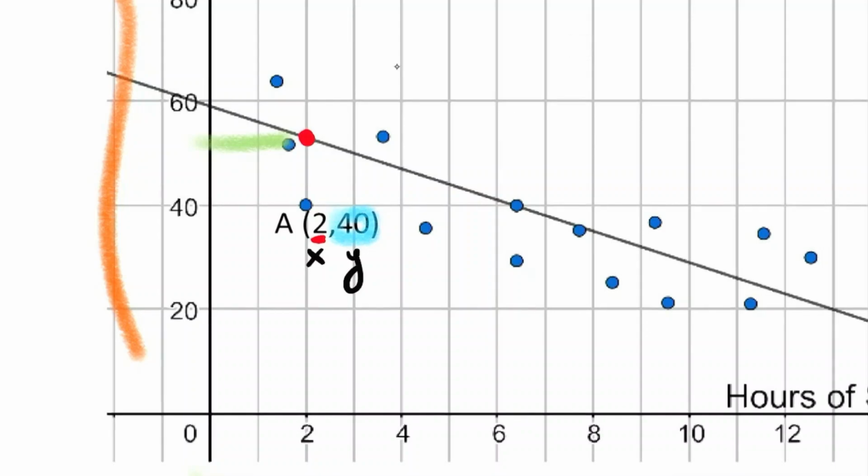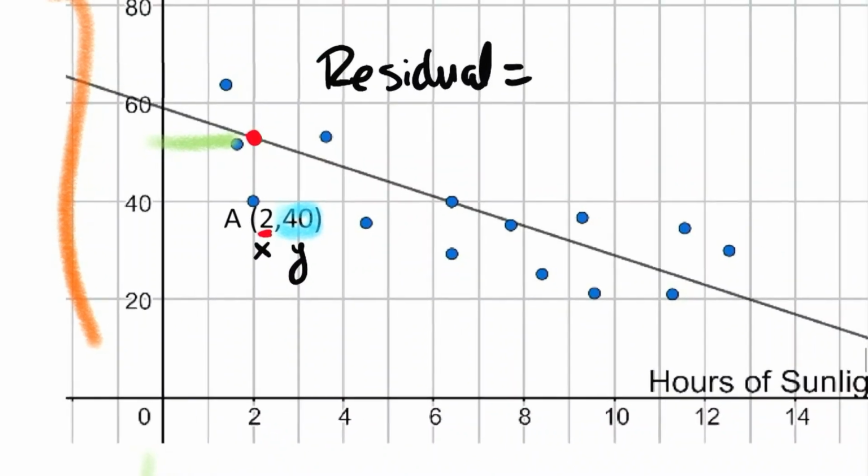So if we want to find this residual, a residual is equal to the difference between my actual y value, I'll notate that as AY, which is the actual y, the y from our data set, minus the predicted y value. That's the y that we get from the model.